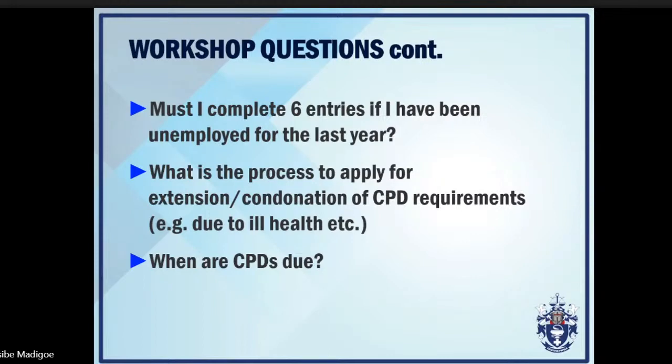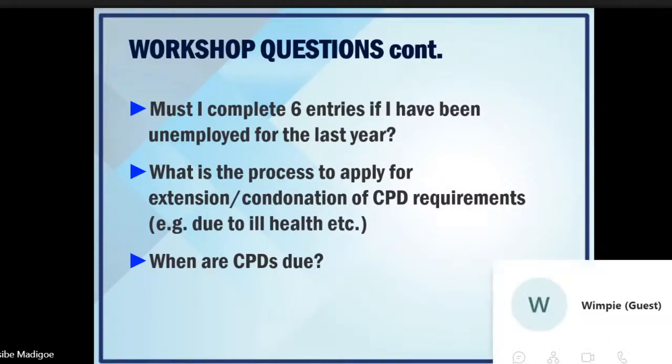What is the process to apply for extension or condonation of CPD requirements, for example, due to ill health? In the guidance documents, we do have the deferment process. The deferment process states that a person can be approved for deferment for a period not exceeding 12 months. When you apply for deferment, you address your request to the office of the registrar, and your request will be taken to the CPD committee, which will review it, and you will get a response as to whether you are deferred or not, and what the conditions of such a deferment are. But yes, such a process is available for you.